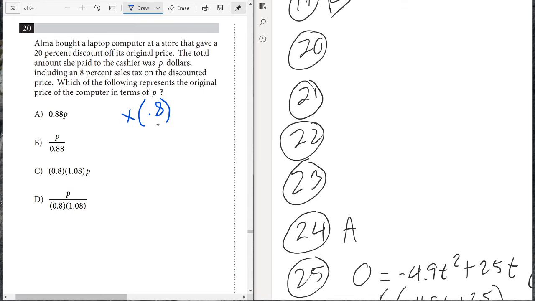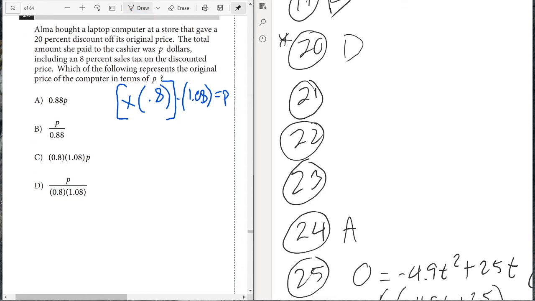So this right here would be the amount before the tax. Then you would multiply it by the tax. So 1.08, 8% sales tax. So multiply by 1.08, that would give you the total, which is P, which alone represents the original price of the computer in terms of P. Okay, oh, in terms of P. Okay, so I need to just divide by the 0.8 and the 1.08. Yeah, so it would be D. I don't feel super confident with that. Maybe I'll come back to it and find a different way to do it. But yeah, I'm also just not running on all cylinders today.